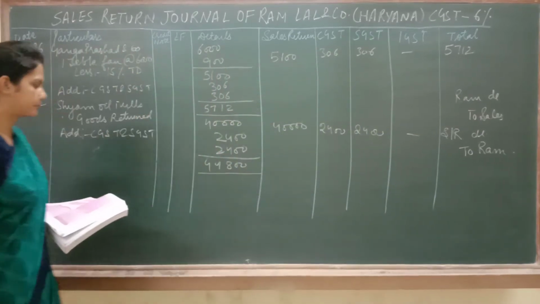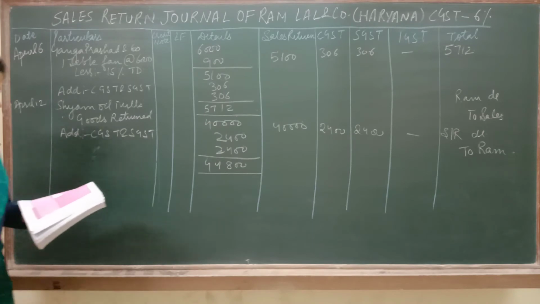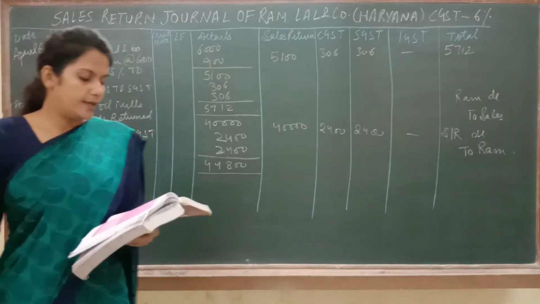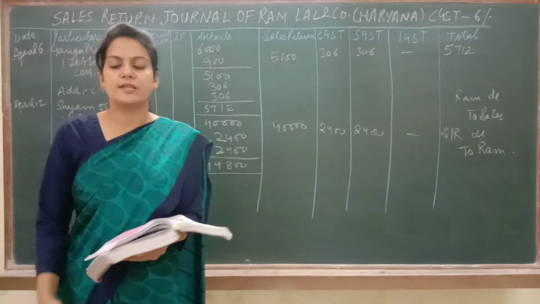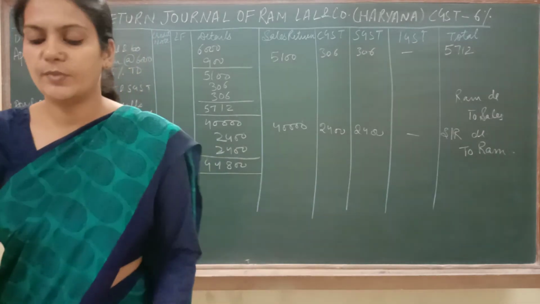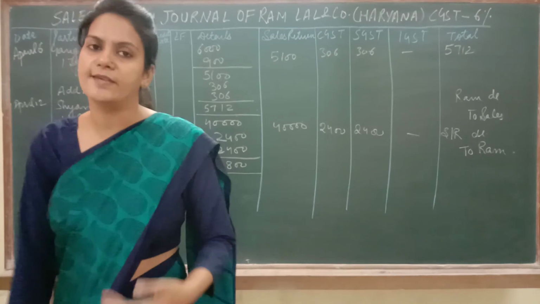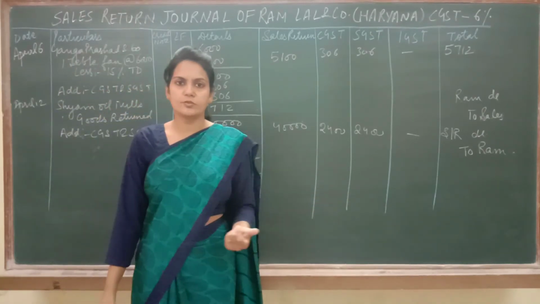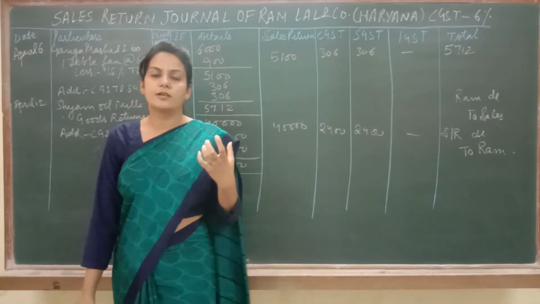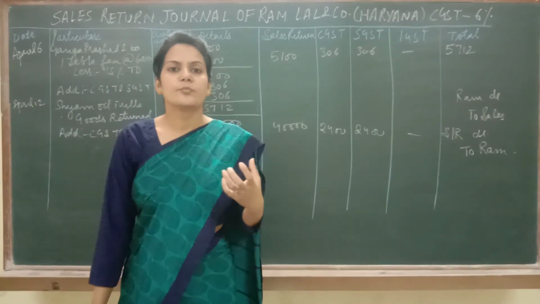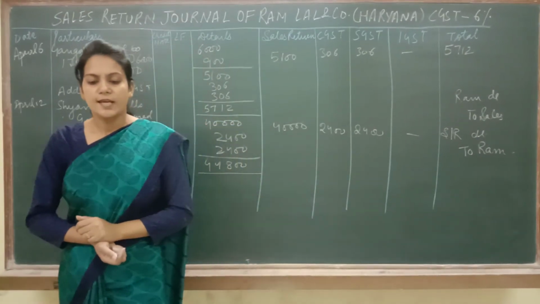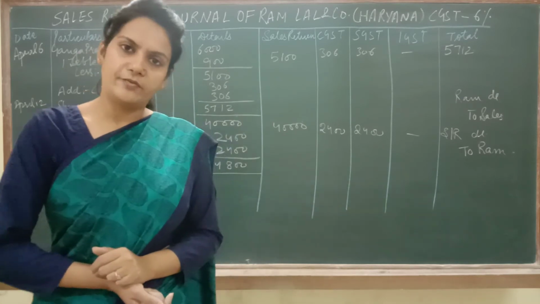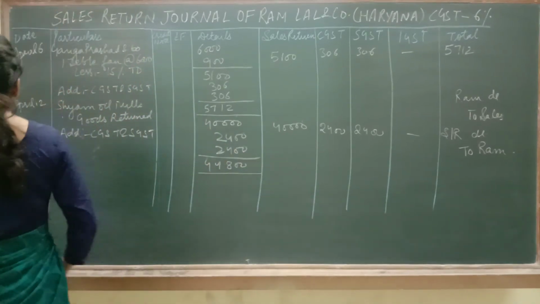Then the last is on April 18: allowance allowed to Sanjay and Company on account of a mistake in the invoice. Now there was some mistake in the invoice. An invoice, as I explained in the previous audio lectures also, means the bill, the document which supports any credit transaction. So some mistake was there in the invoice, and the mistake was of rupees 2,500. Now we are going to correct that mistake.